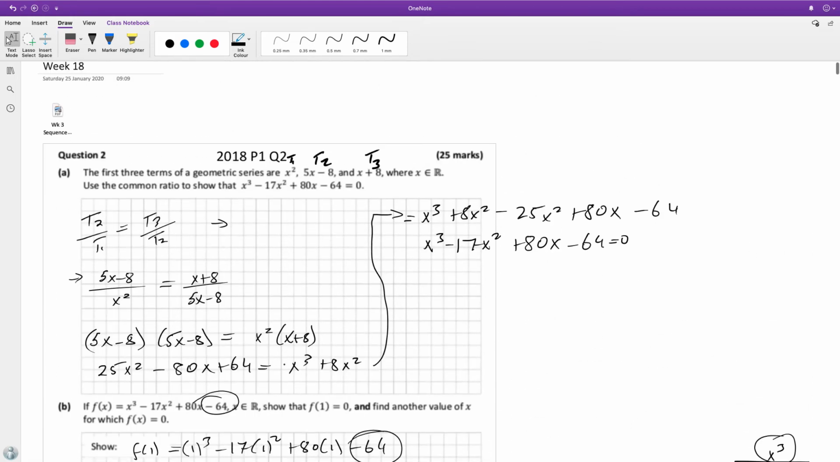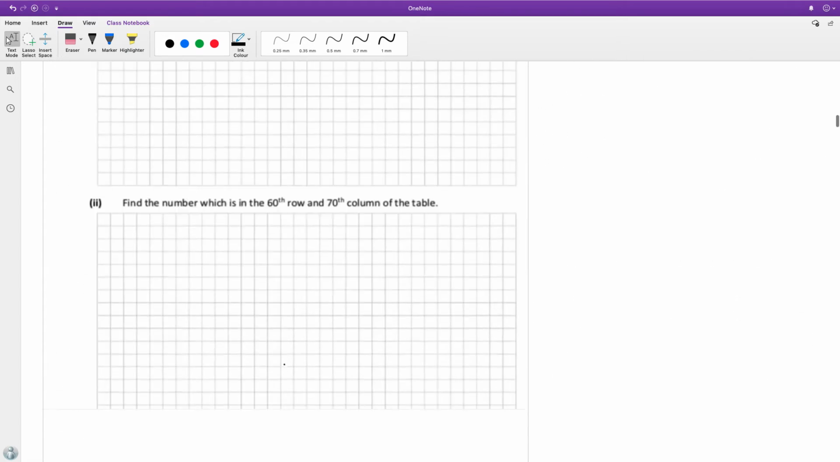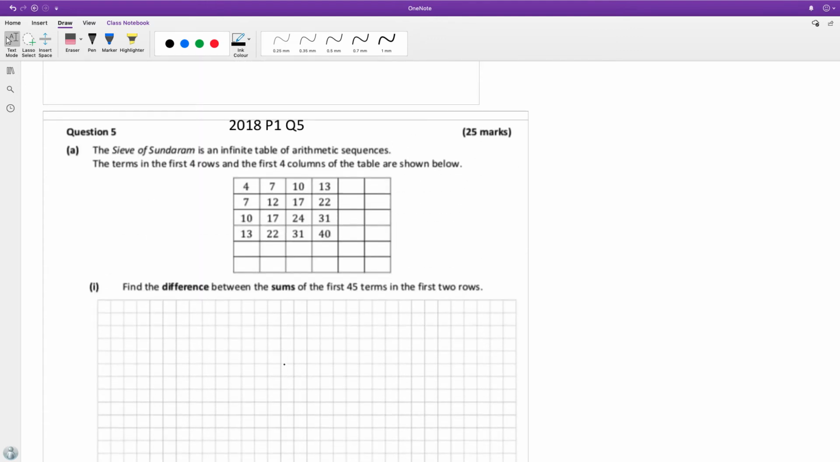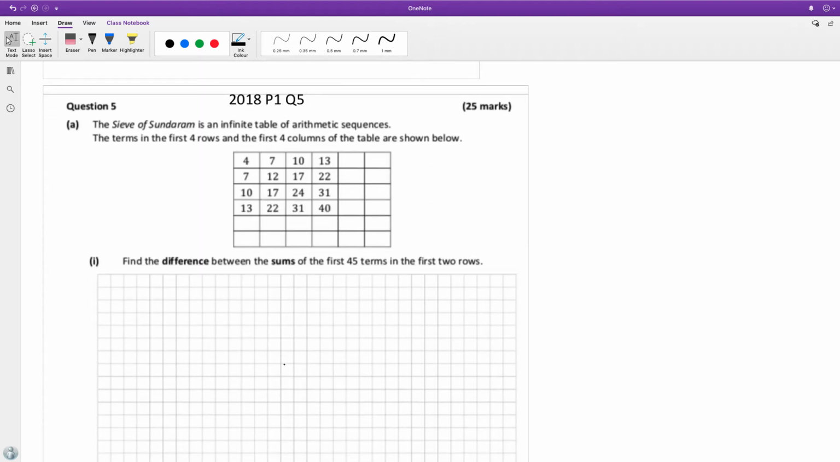2018 paper 1 question 5. The Cephas Dam is an infinite table of arithmetic sequences. The terms in the first 4 rows and the first 4 columns of the table are shown below. Find the difference between the sum of the first 45 terms in the first 2 rows.